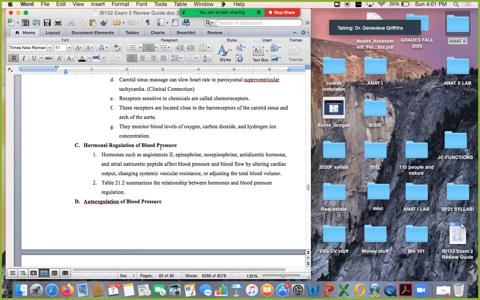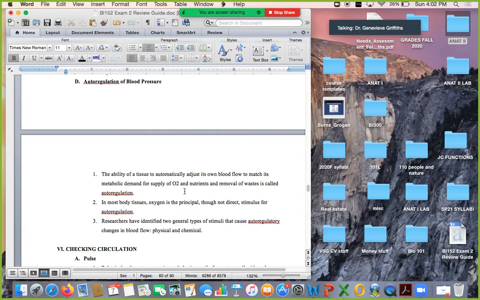All right, so we talked about hormonal regulation of blood pressure, such as angiotensin 2, epinephrine, norepinephrine, antidiuretic hormone, ANP, and how these guys affect blood pressure and blood flow. I did not put this table here, but if you don't have any idea what I'm talking about, you should go back to the PowerPoint or to your textbook and just overview what these different hormones do and how they regulate cardiac output by either changing certain things, right? Changing the blood volume, changing the overall cardiac output, changing the systemic vascular resistance, etc.